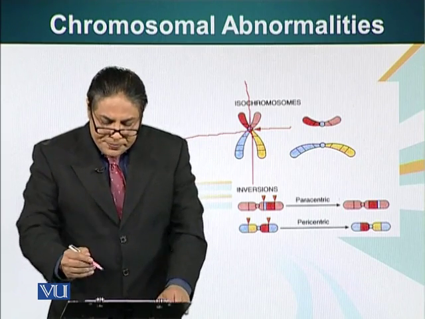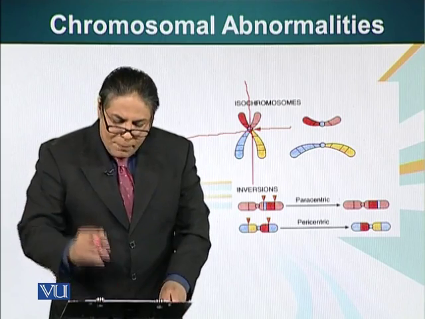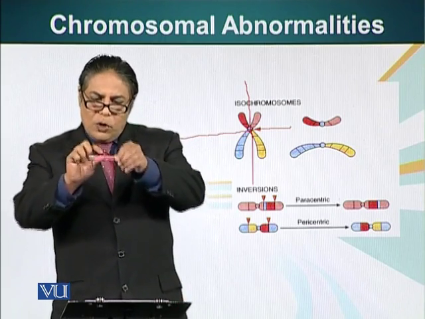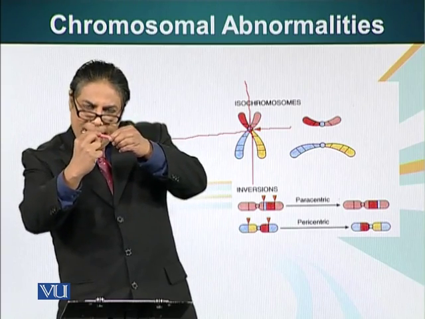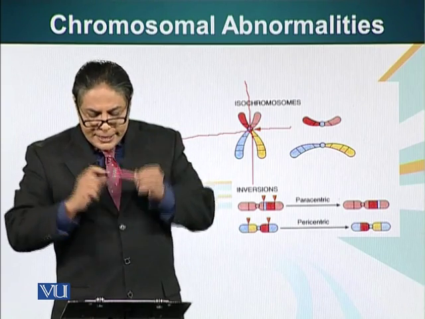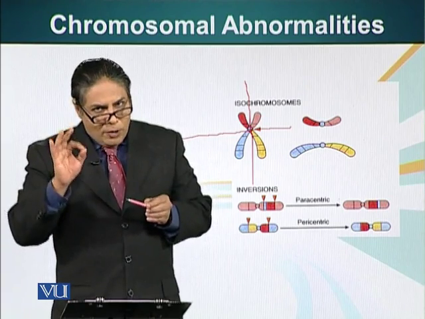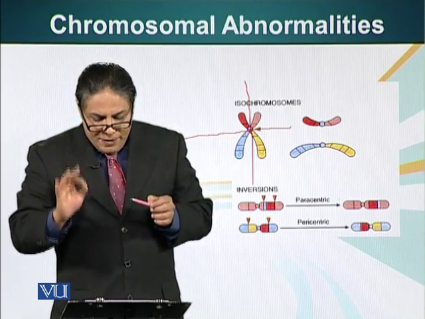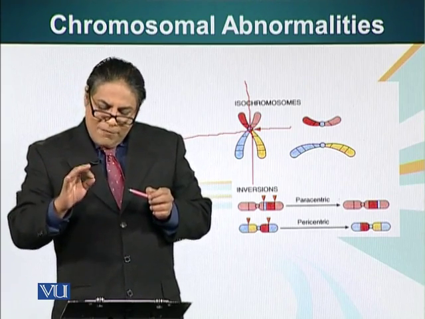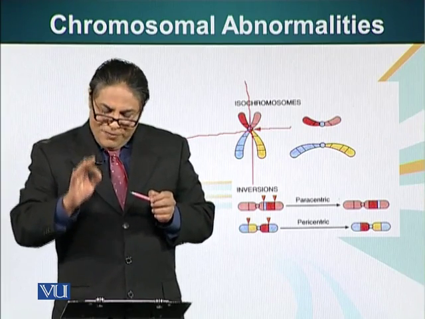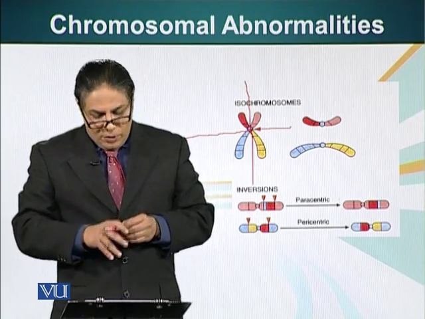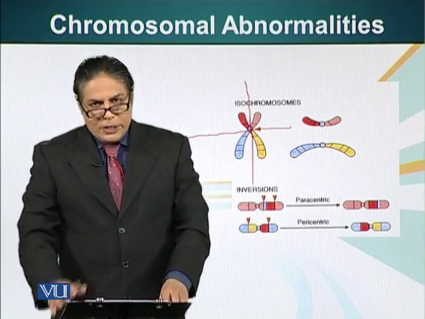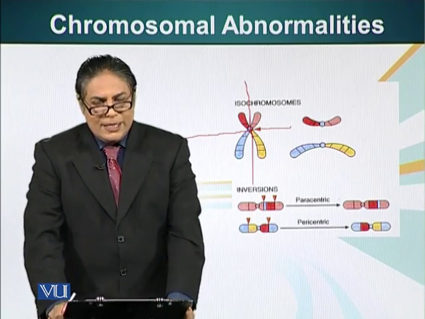There are inversions. Lastly, a little piece of a chromosome breaks, inverts 180 degrees, and then fuses with the chromosome again. This is the inversion. If it involves the centromere region, it will be a pericentric inversion. If it does not involve the centromere region, it will be a paracentric inversion. So we will continue our discussion of cytogenetics in the next module.